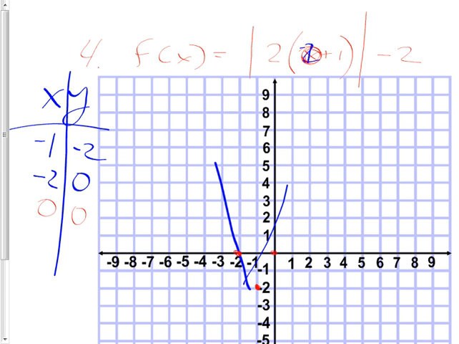Now I'll probably do one more point so I can get the pattern here. I put in a 1. Put in a 1 right here. 1 plus 1 is 2. 2 times 2 is 4. 4 minus 2 is 2. So 1 comma 2. And it's right there.